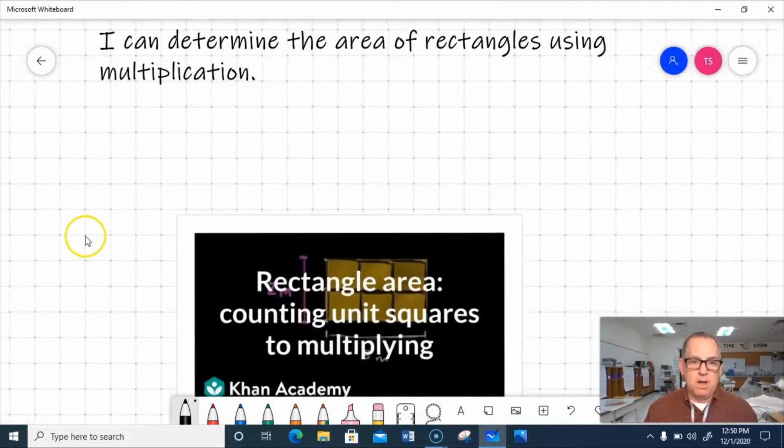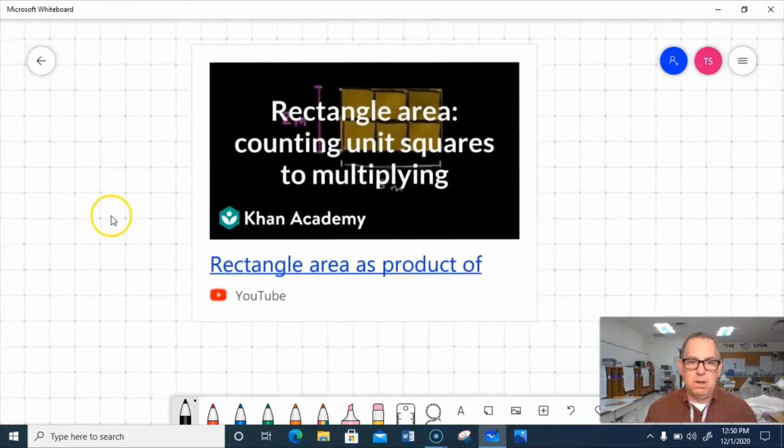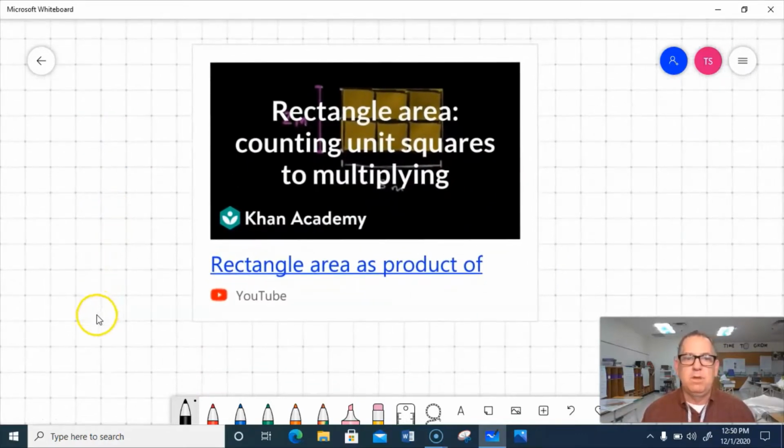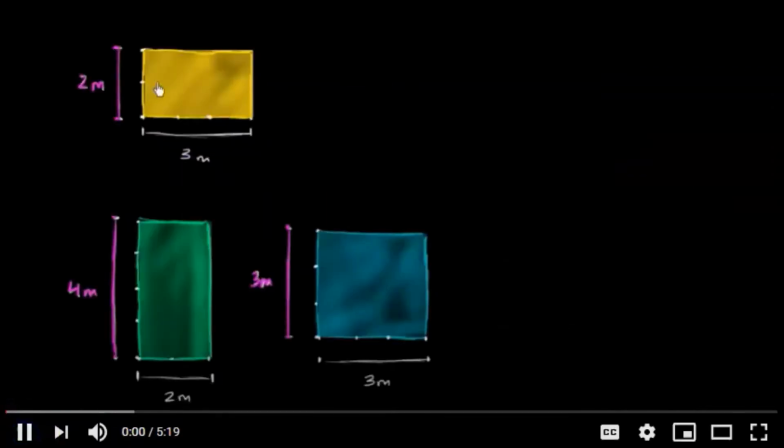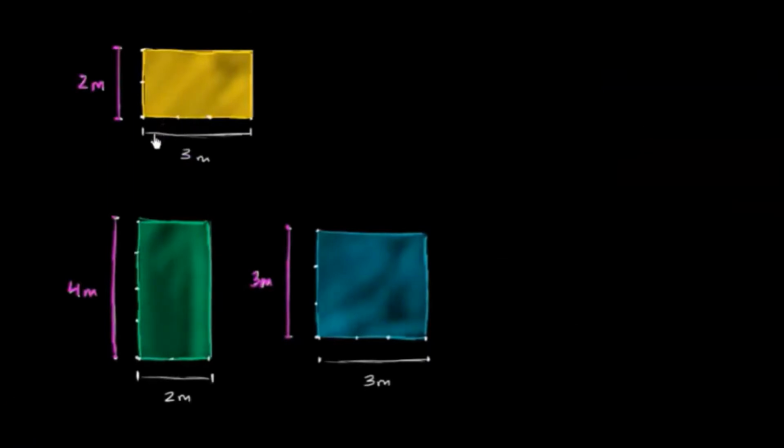So I got a Khan Academy video here, a real good video about using multiplication to find the area. I've got three rectangles here, and I also have their dimensions. I have their height and their width. And in fact, this one right here has the same height and width, so this is actually a square.